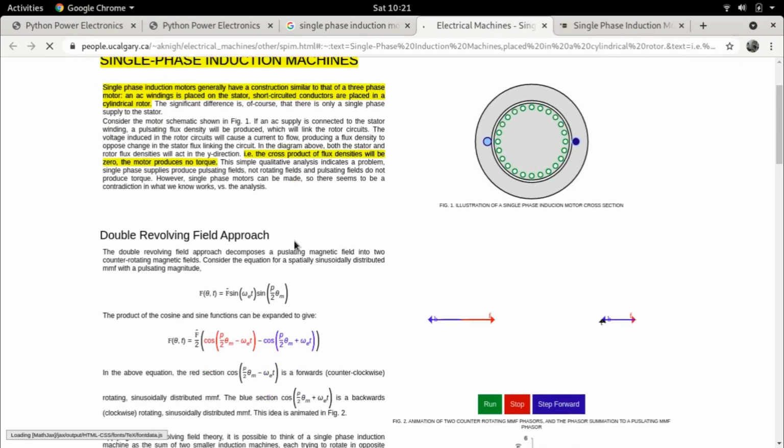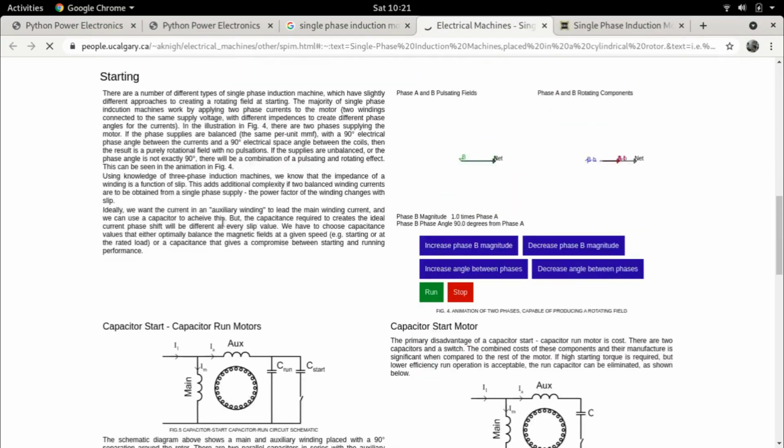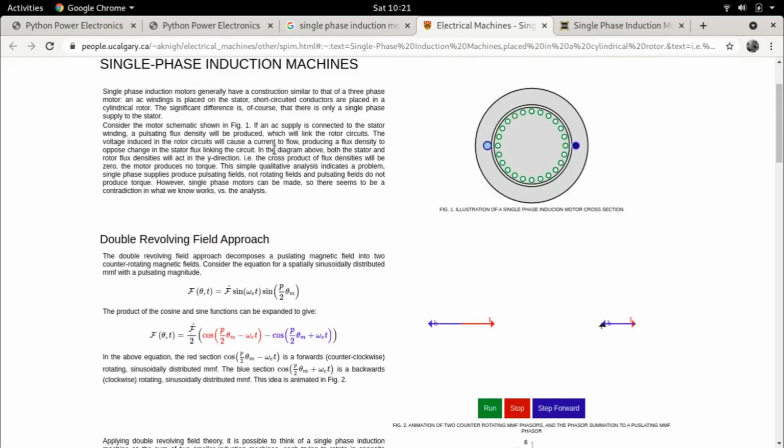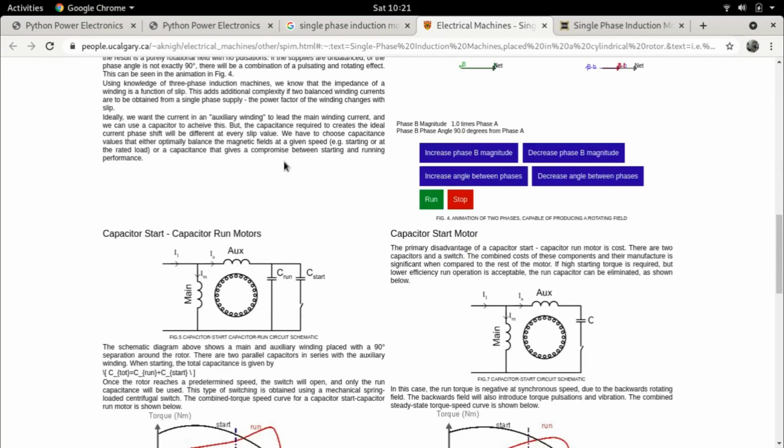So as you can see, there is quite a lot of information that you will find on single phase motors. There are lots of sites. This is a University of Calgary site, but there are probably many other websites where you can also find information. So go ahead and check out all of these.